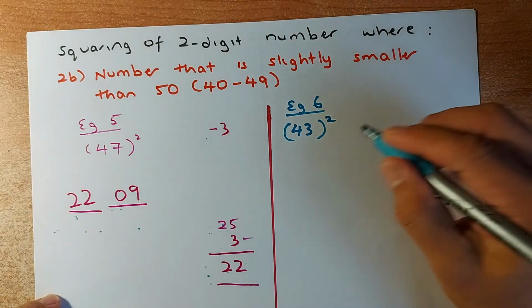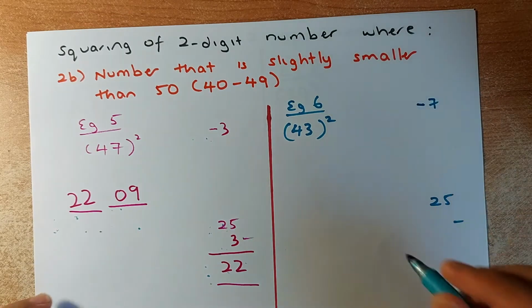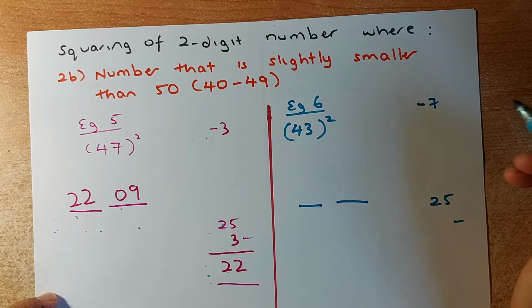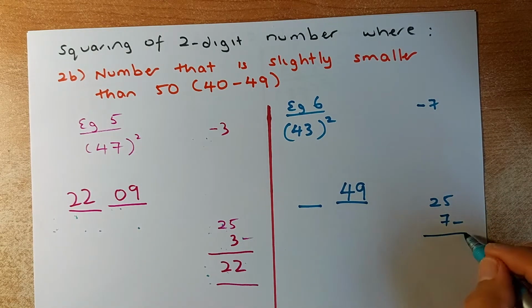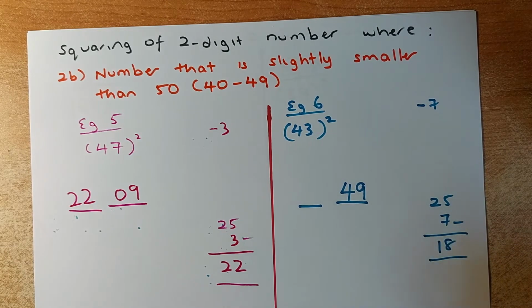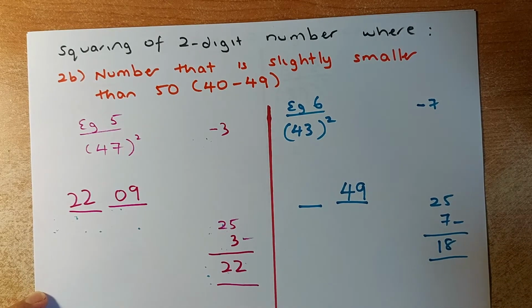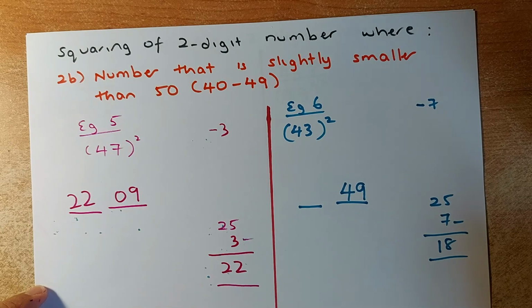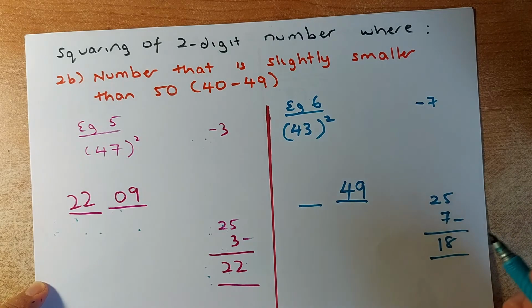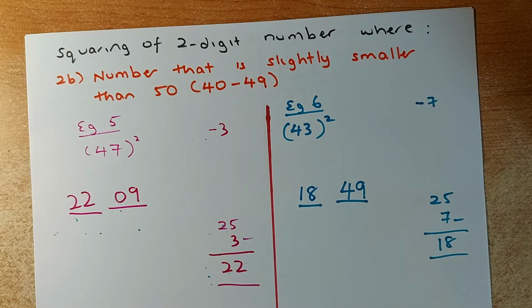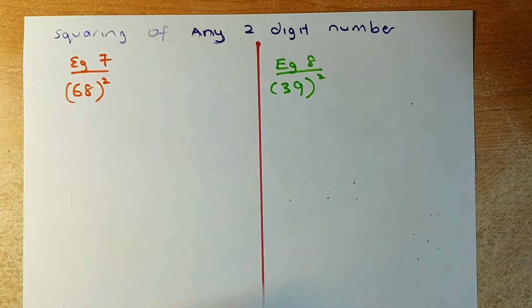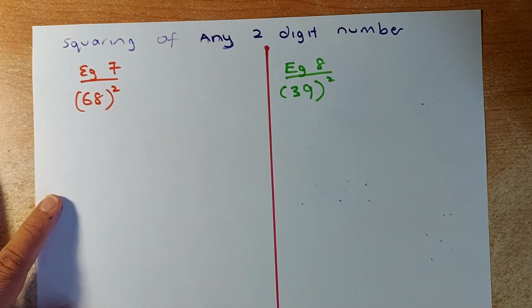Now we shall do another example. 43, to make it 50, is minus 7. So the last 2 digits are going to be minus 7 squared, which gives you 49. Then what you do now? Minus 7, so 25 minus 7. If you are good at mental calculation, 25 minus 7 is going to be 18. So the answer should be 18, then 4, 9. Have a go. If you don't believe me, you can check. The answer is 1849.